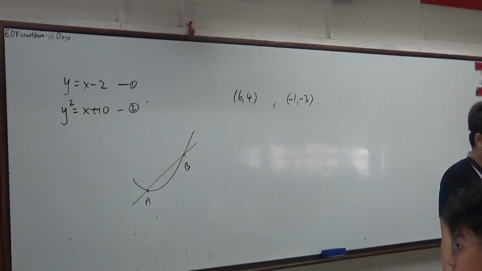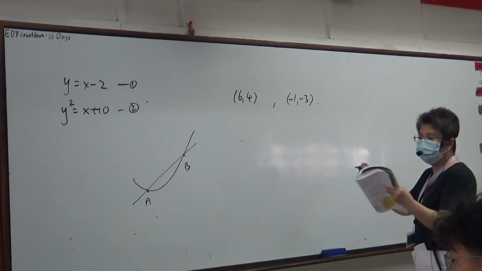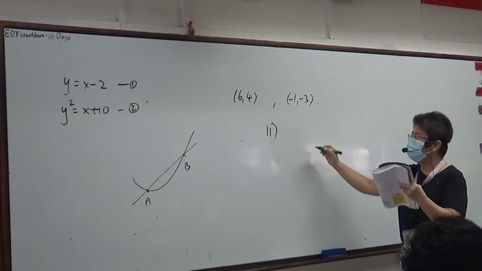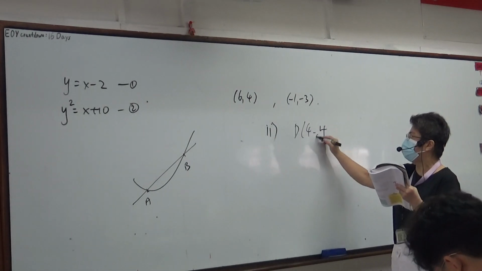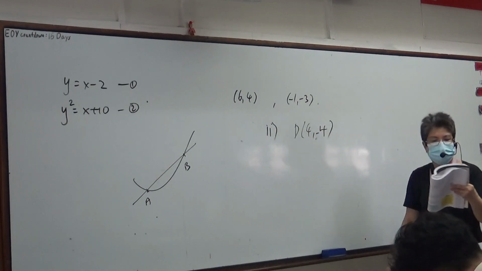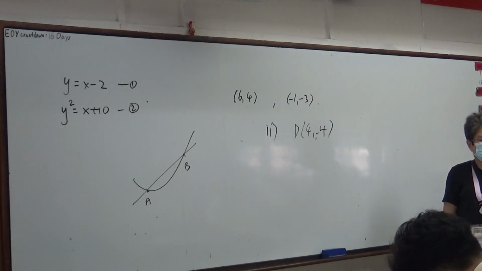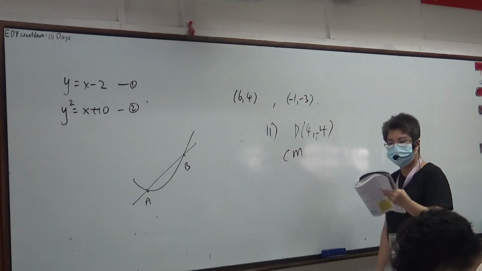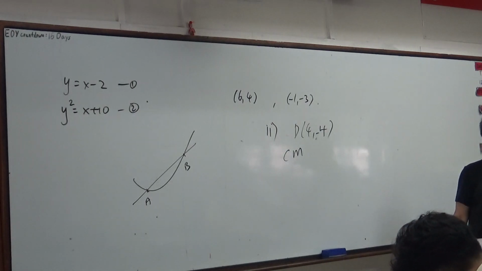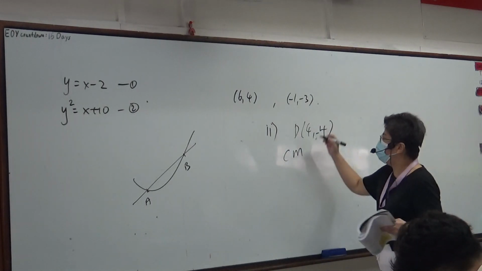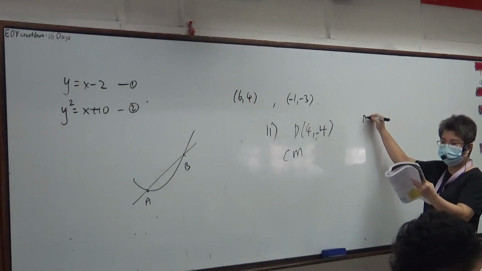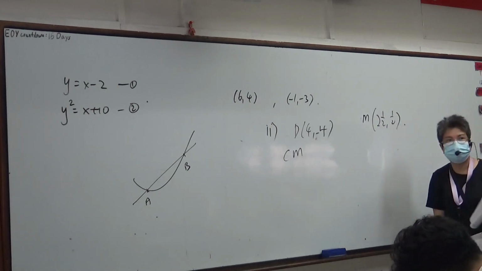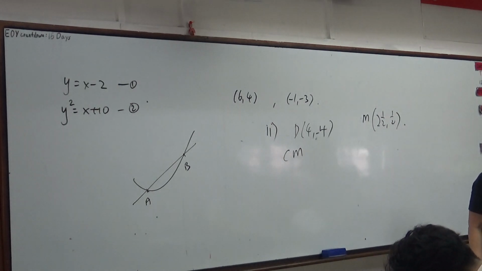D is the point (4, negative 4). This is part B, part 2. D is the point (4, negative 4), such that it is the midpoint of CM. Find the coordinates of C. Now, we know M is what from part 1? M is what? (2.5, half), right? I'm talking to you.